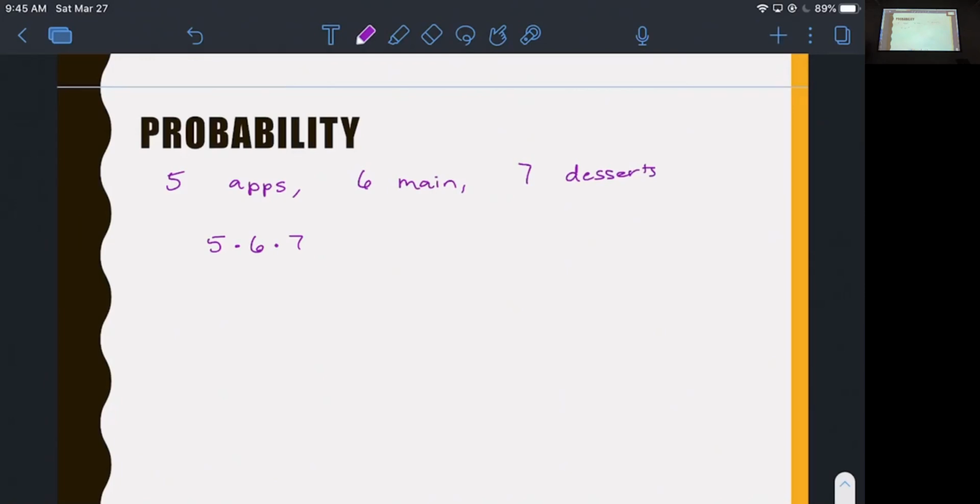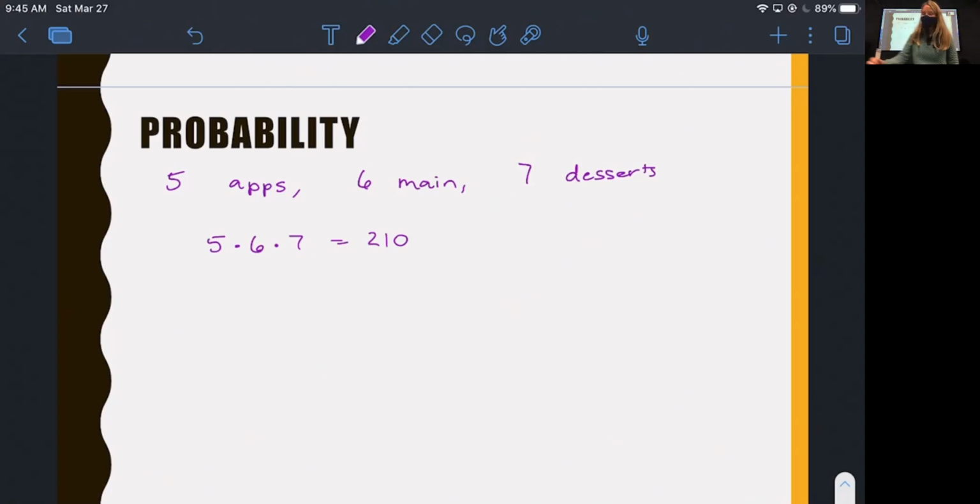Or if you are trying to pick out an outfit in the morning, you have 10 shirts, 3 pairs of pants, and 6 pairs of shoes. You just multiply shirts times pants times shoes. And so you would have 210 different ways of ordering if that's what the menu was. That's one aspect of probability that can show up on the ACT.